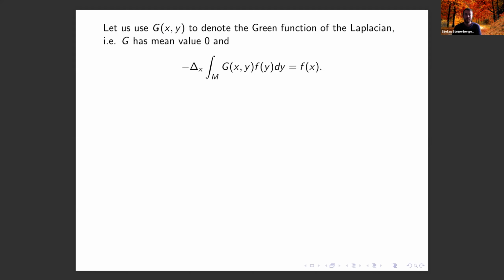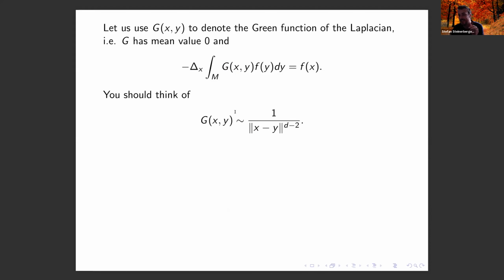So I'll use the Green's function of the Laplacian. Given a manifold that's nice, has no boundary and is compact, think of the sphere, there exists a Green's function that has this property. It solves the Poisson equation. Now, what does this mean? I don't know. Sort of tricky, right?